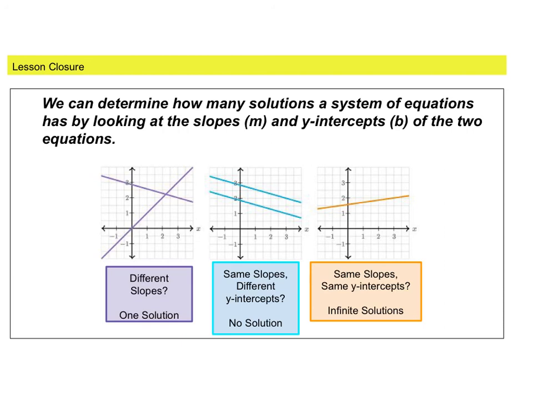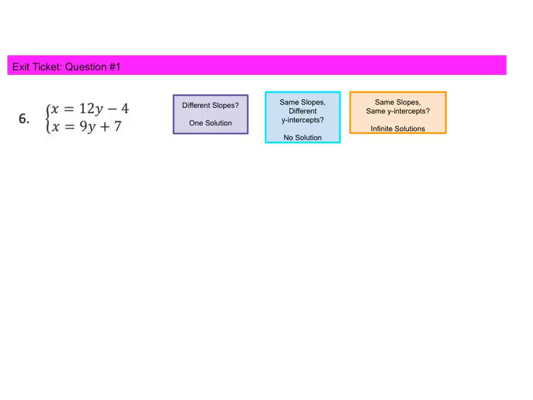Okay? Before we move on to the exit ticket, make sure you're confident. If you need to go back and rewatch some things, please do that. And then complete your exit ticket for your grade today. All right, here's your exit ticket. The first thing you're going to need to do is change your equations so that they follow y equals mx plus b format, okay?